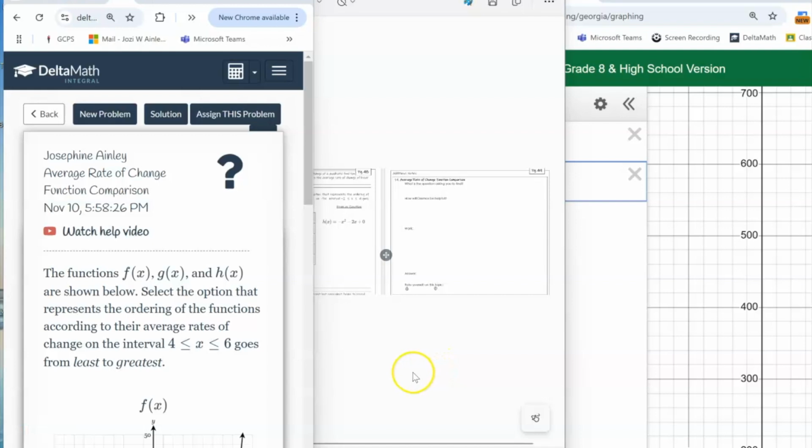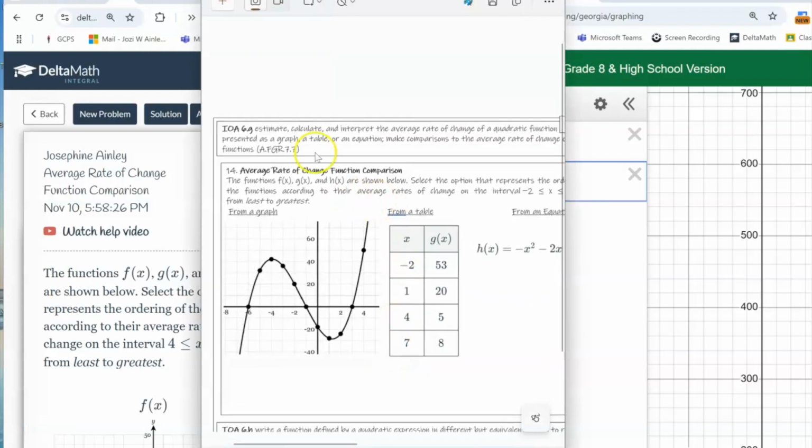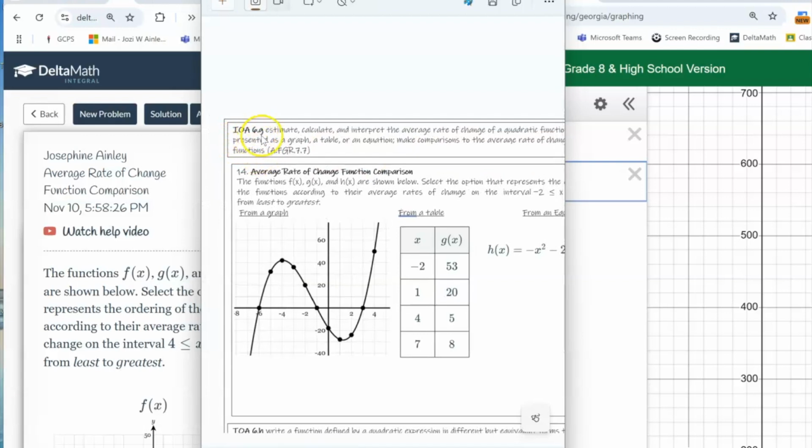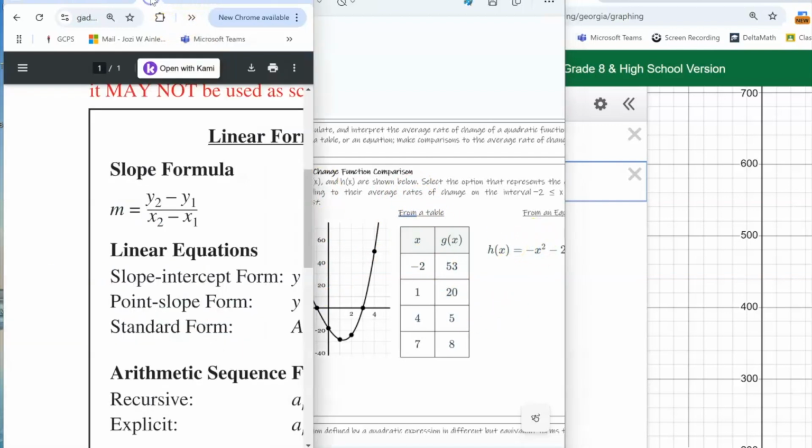All right, so next we're going to take a look at average rate of change. Estimate, calculate, and interpret the average rate of change in a quadratic function represented by a graph, a table, or an equation, and make comparisons to the average rate of change of a linear function. So that's the 6.g AKS. We are going to find average rate of change from a graph, a table, and an equation. It really doesn't matter which one you're finding it from.